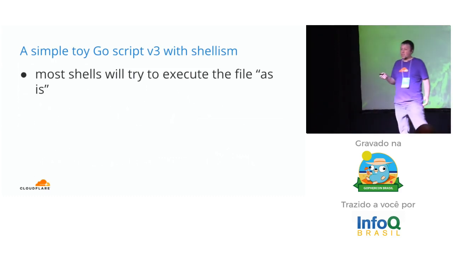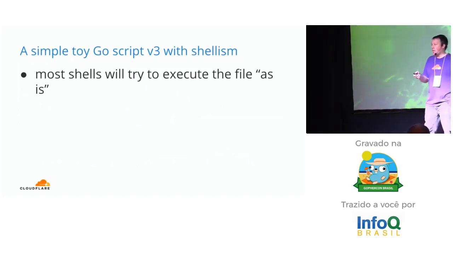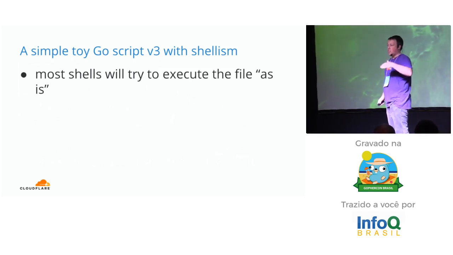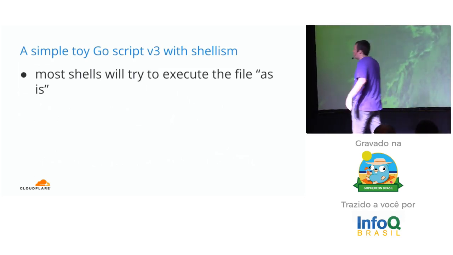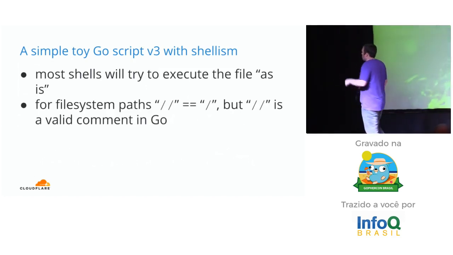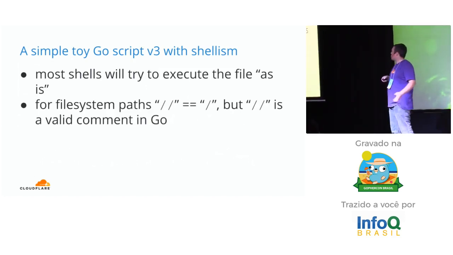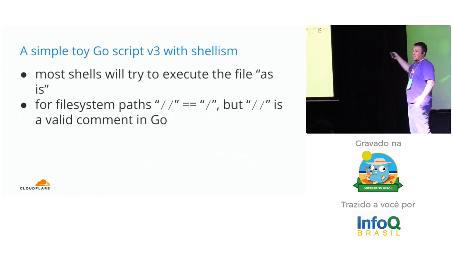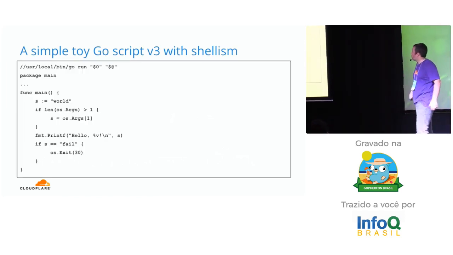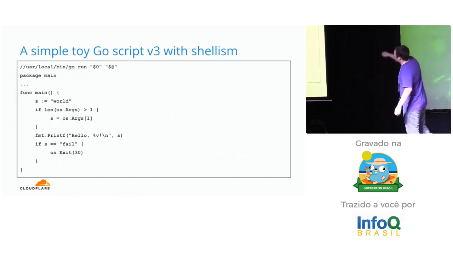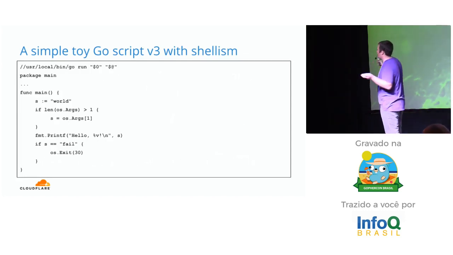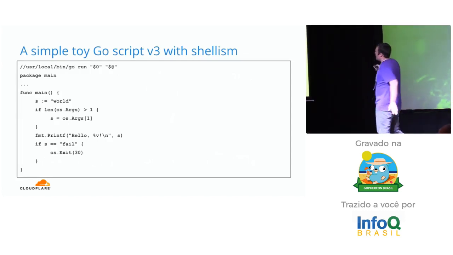In most shells, if you don't have a shebang line, the shell will just try to execute your text file line by line as shell commands, right? And they also exploited the fact that in Unix systems, and in Linux in particular, a double slash in the file system path is equal to a single slash. But a double slash conveniently is a comment in Go. So what they came up with is not a shebang line, but I call it a shellism line, which exploits the properties of a shell.